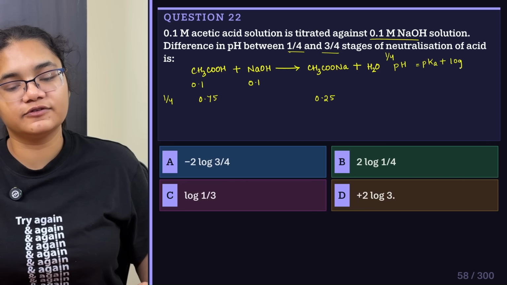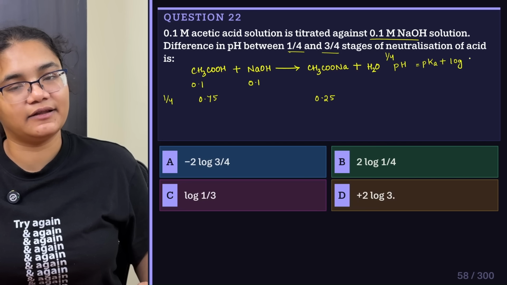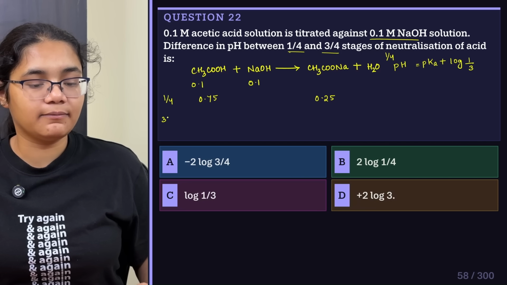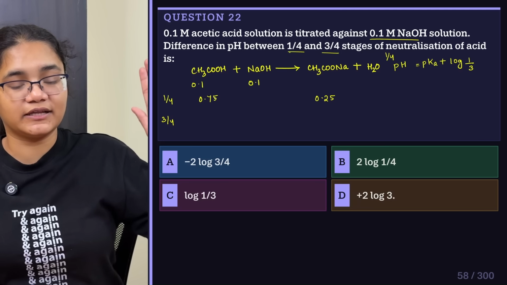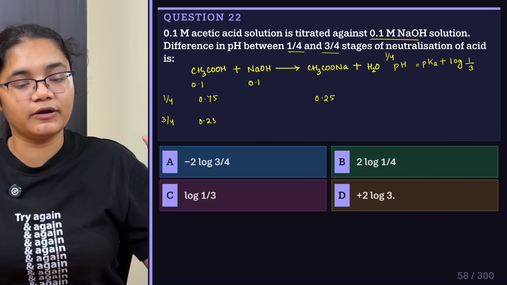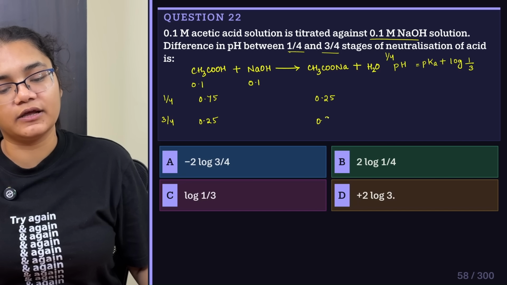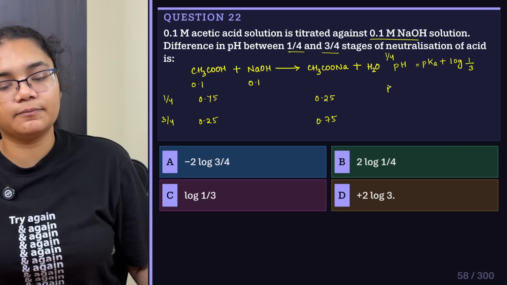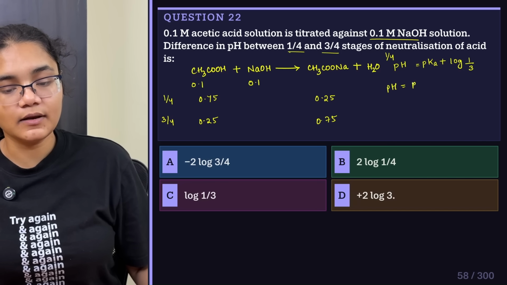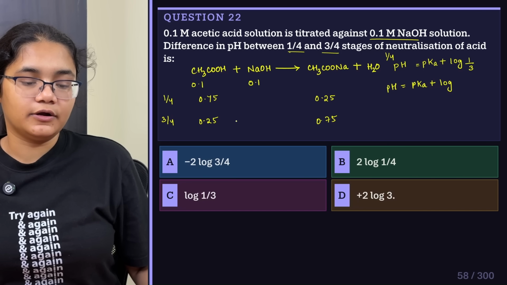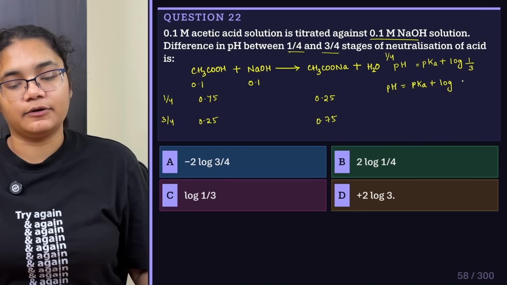Plus log of salt by acid, so 25 by 75, so that is 1 by 3. Now when you come to the 3 by 4th stage, that means 3 by 4th has reacted, remaining will be 0.25. If 0.75 has reacted, salt formed here will be 0.75. So what is the pH in this case? pKa plus log of salt by acid, so 75 by 25, so log 3.